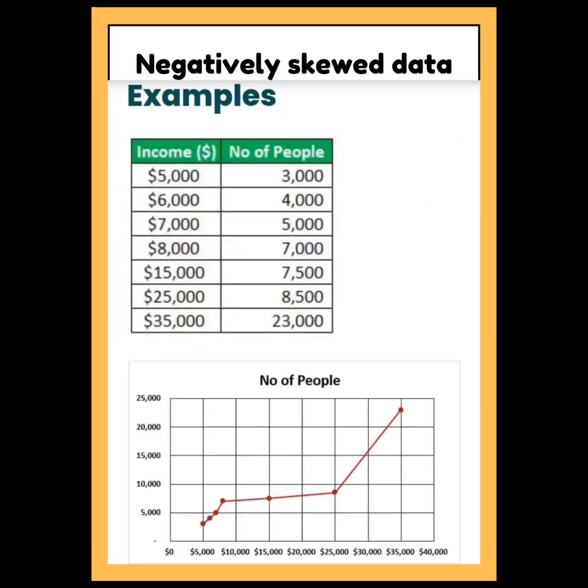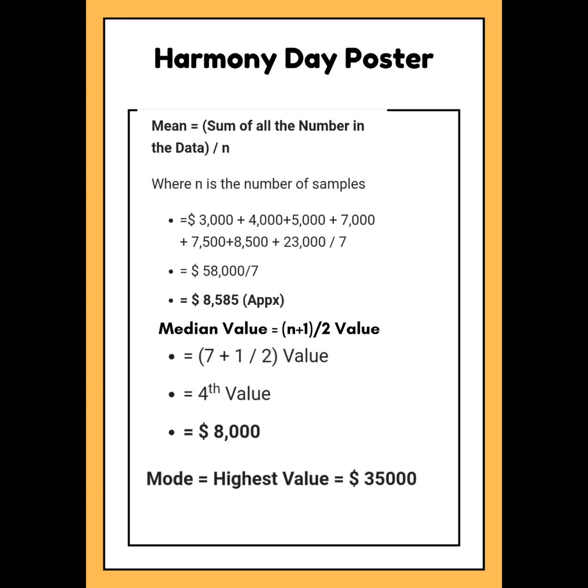Here is an example. It states the income of a number of people, and the graph shows us the huge gap in the income distribution, and the tail is bent toward the left side. Afterwards, we can see how we calculate the mean. We add the sum of all the values of the data set and divide it by the total number of terms. Then, for the median, we locate it first, then find the value, which is 80,000. The mode is the most frequent value, which is 35,000.